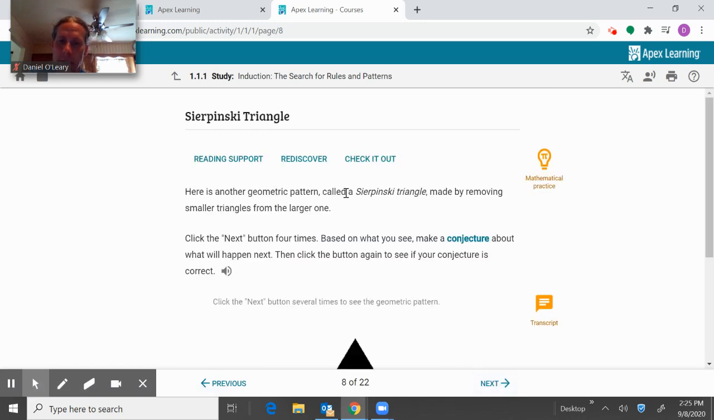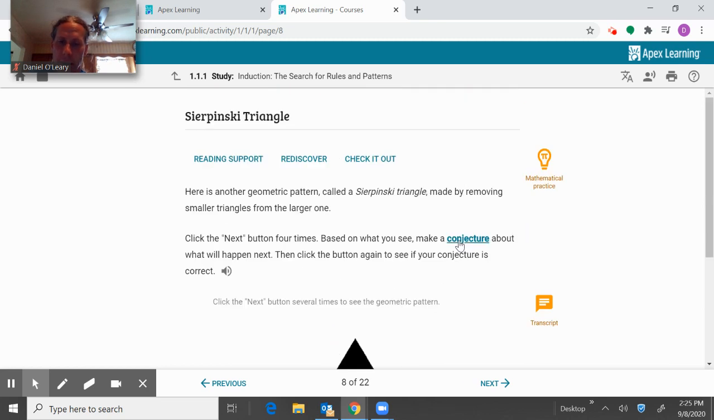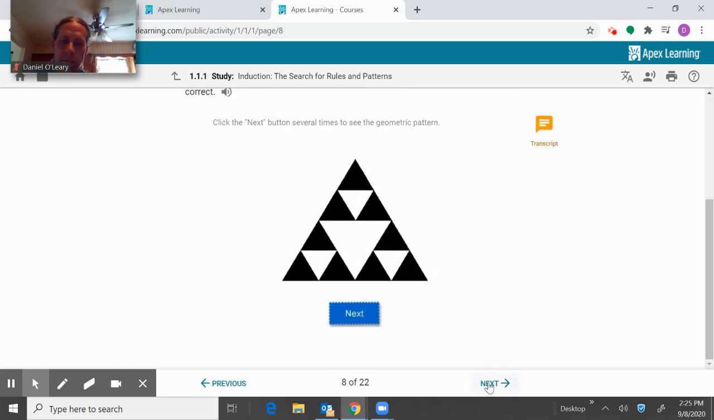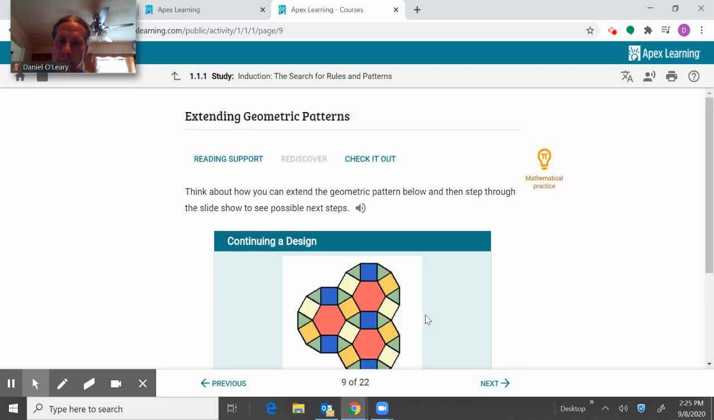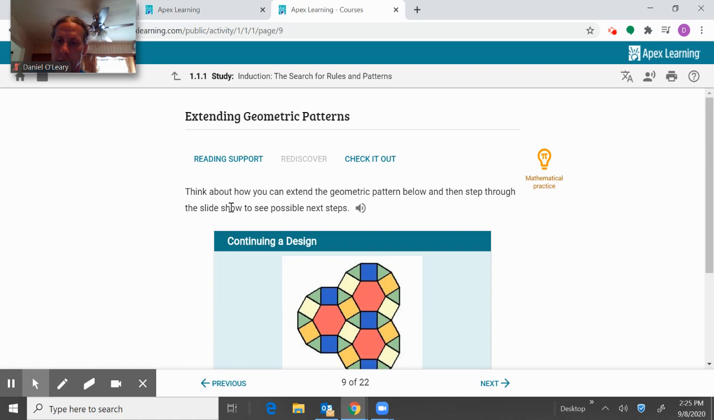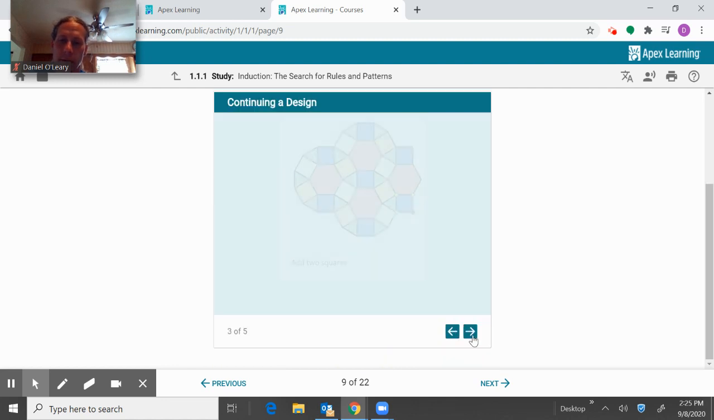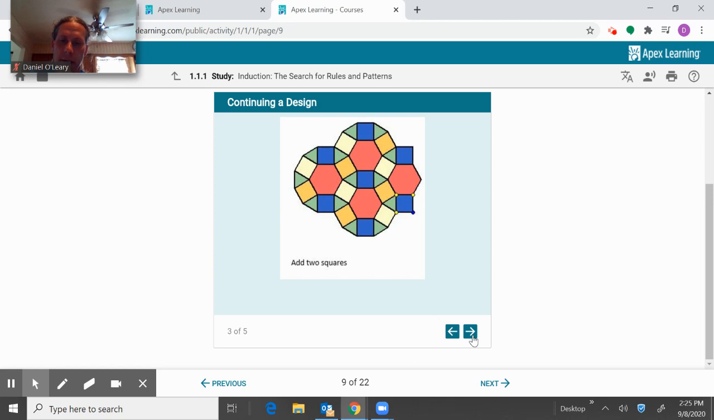Here's another geometric pattern called a Sierpinski triangle, made by removing smaller triangles from the larger one. That shows you what happens as you go through that. I like this because I like patterns. Think about how you can extend a geometric pattern below and then step through the slideshow to see possible next steps. So it's kind of if you add different things, what would happen to the pattern.